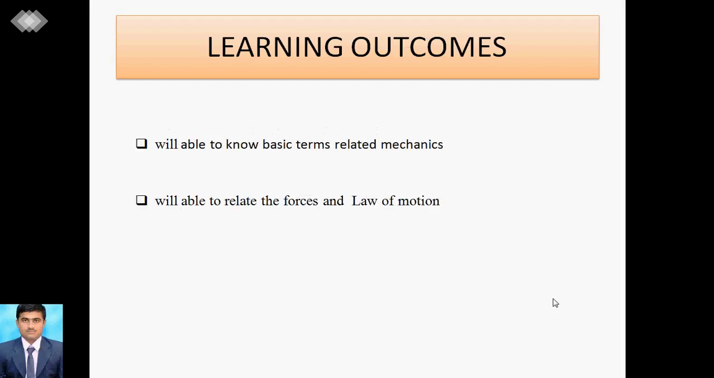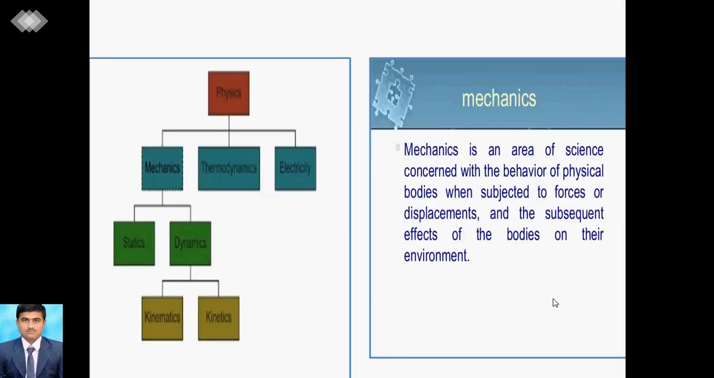So after this session, there are some learning outcomes. The first learning outcome is that the student will be able to know the basic terms related to mechanics. The second learning outcome is that the student will be able to relate the forces and laws of motion. So first of all, we look at the structure of physics.